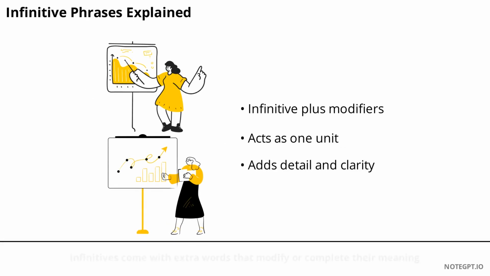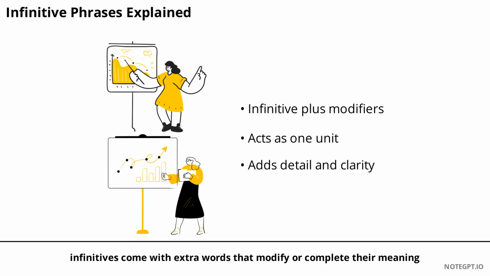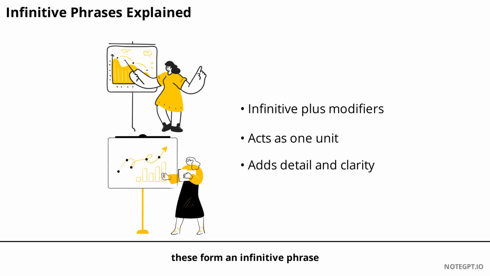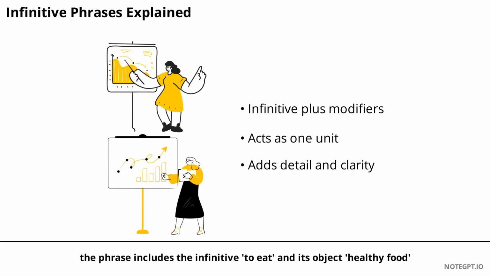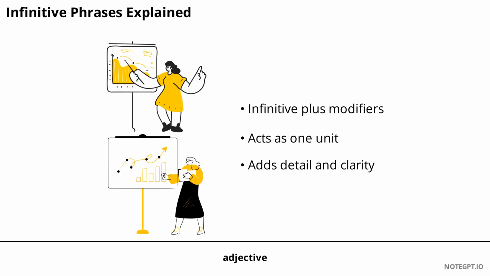Sometimes, infinitives come with extra words that modify or complete their meaning. Together, these form an infinitive phrase. For example, in "to eat healthy food," the phrase includes the infinitive "to eat" and its object, "healthy food." Infinitive phrases can function as a single unit in a sentence, acting as a noun, adjective, or adverb. This makes your writing richer and more precise. Remember, the entire phrase works together to express a complete idea.